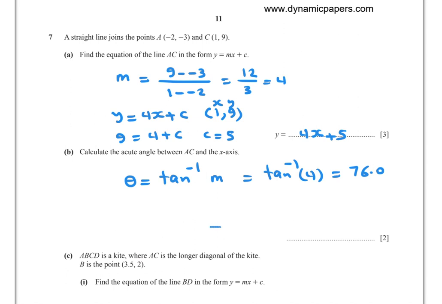And the reason: if this is the x-axis and this is the line and this is the angle, we know that the gradient of the line is rise over run, and tan theta is opposite over adjacent. So tan theta equals rise over run, so this means tan theta equals the gradient. So to find theta, tan inverse the gradient.